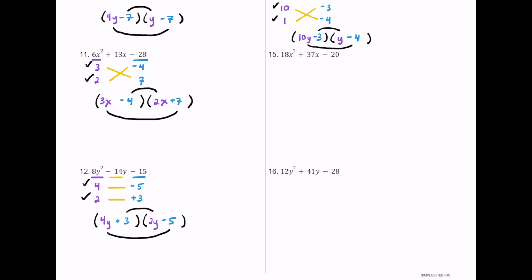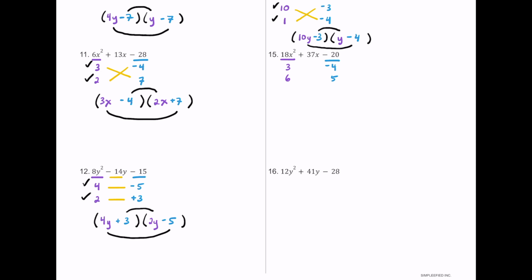Last couple here. For 15, we have 18x squared plus 37x minus 20. So 18 has a lot more factors. It's 1 and 18, 2 and 9, 3 and 6. I'm going to start with 3 and 6 because they're closer together. For negative 20, we have 1 and 20, 2 and 10, 4 and 5. I'll start with 4 and 5, and one of them has to be negative. So I'll just put it on the 4 for now. Here we get negative 12 and positive 30. That combines to get positive 18, not what we're looking for. Here we have positive 15, take away 24. That's going to be negative, so that can't be 37.